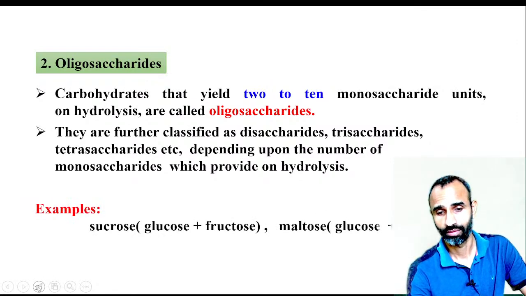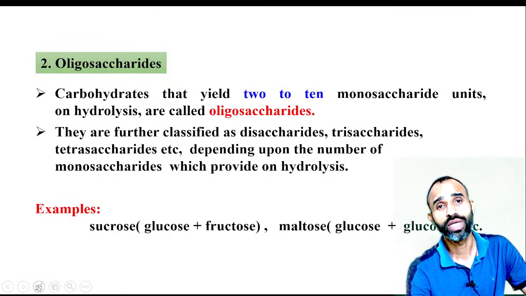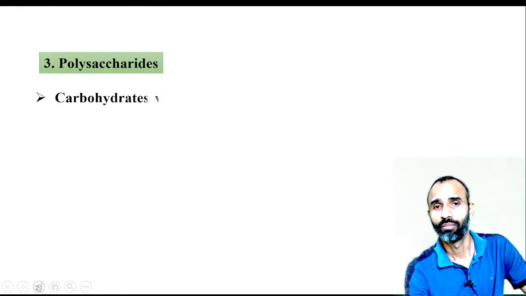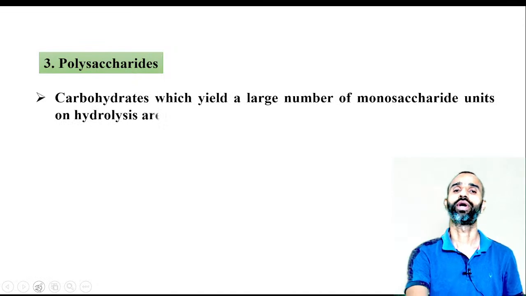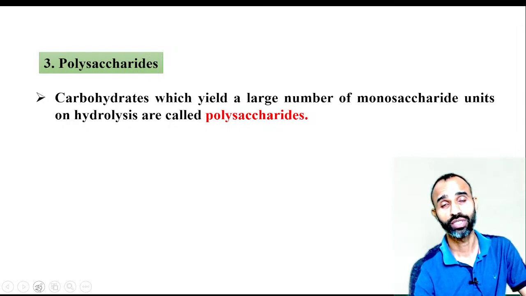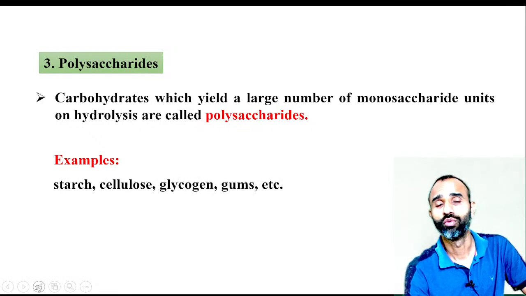On hydrolysis, sucrose, maltose, even lactose, they are all disaccharides. Sucrose contains glucose and fructose. Maltose has 2 glucose units. Lactose has glucose and galactose. Polysaccharides are the ones which yield a large number of monosaccharide units on hydrolysis. Most common examples are starch, cellulose, glycogen.